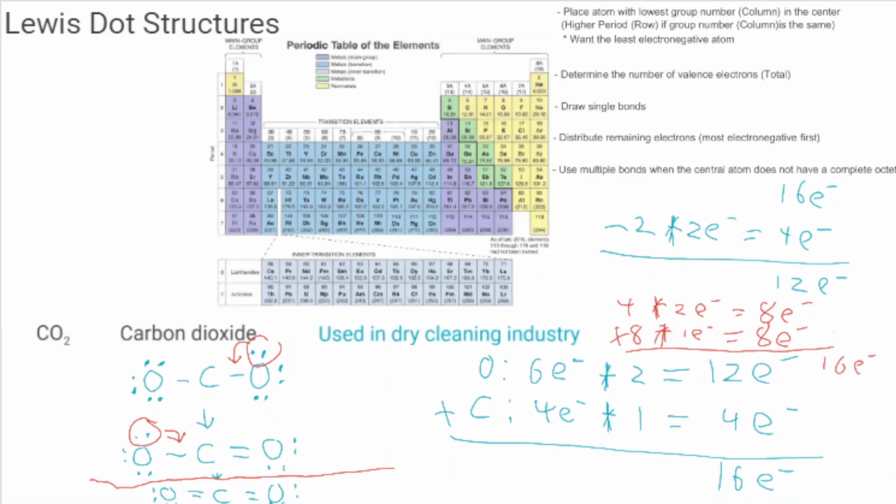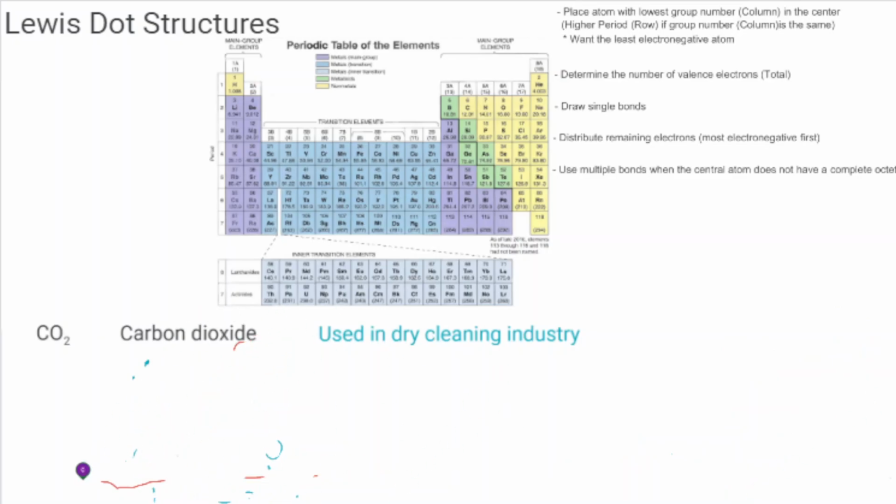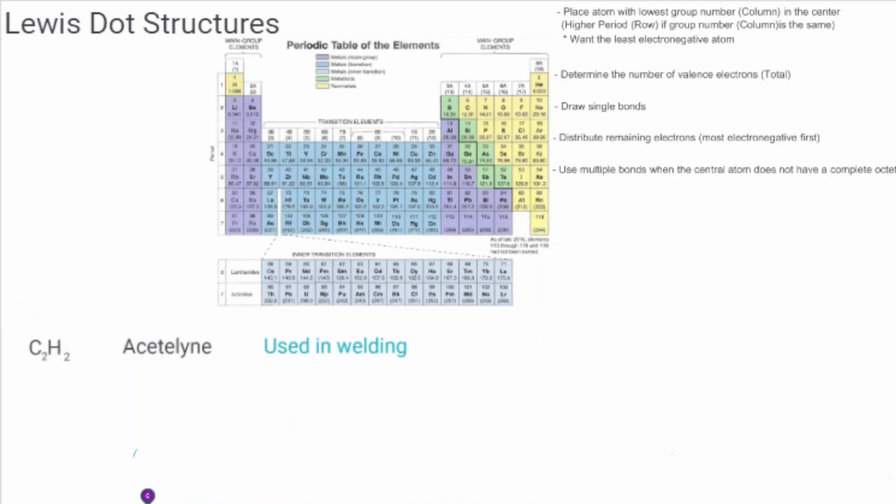Alright, so I want to do another example that would involve multiple bonds. And this time we're going to have acetylene be our example. So acetylene is kind of cool. It's used in welding. Y'all may have heard of acetylene torches. And this is the species that is half of the fuel for that.